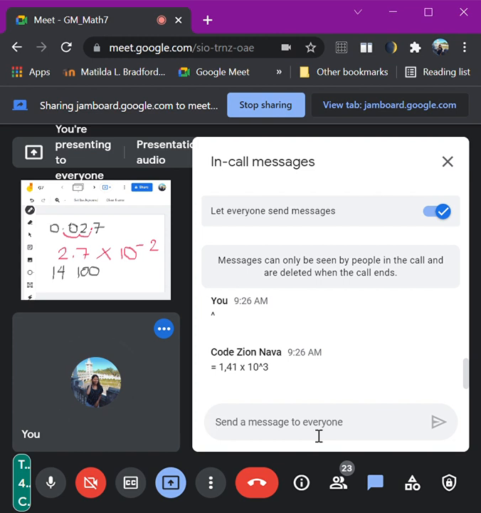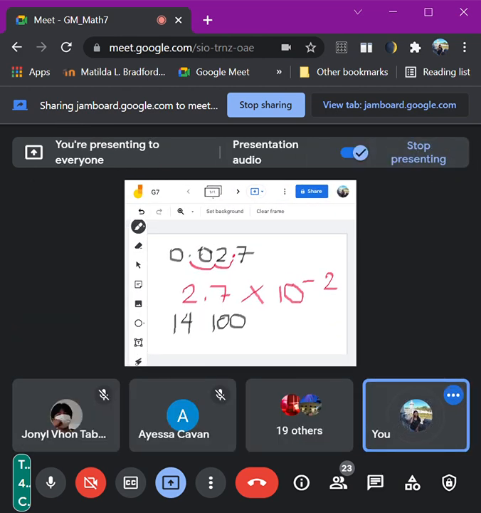1.41 times 10 raised to the power of 3. Okay, to the power of 4. Sige, so we have here, where is the decimal point, class? It's a whole number? Is that right? Okay, so right. So, remember that.